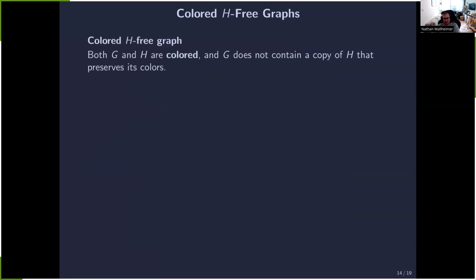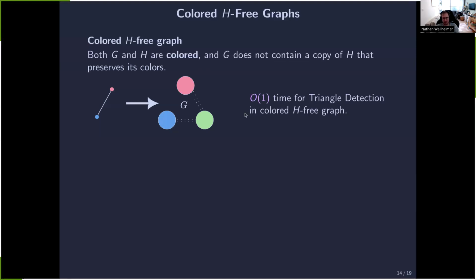And we defined the following one. It's called colored H-free graphs, where both G and H are colored, but G does not contain a copy of H that preserves the colors. The colors of H are given. Here's a few examples, trivial ones. G and H are three-colored. H is an edge with red and blue endpoints. So G looks like this. It might have many edges, red and green, many green and blue edges, but no red-blue edges. And we can solve the triangle detection problem for this. It takes constant time. Of course, there is no triangle in such graph.